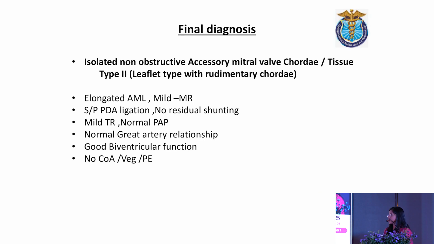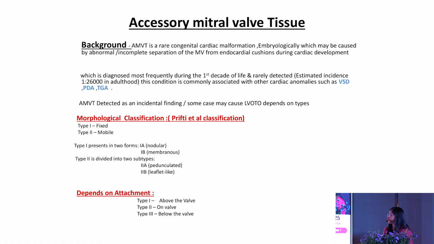We have concluded this case as isolated non-obstructive accessory mitral valve tissue, which belongs to type 2, elongated AML, causing mild mitral regurgitation and good biventricular function. Then what is this AMVT?